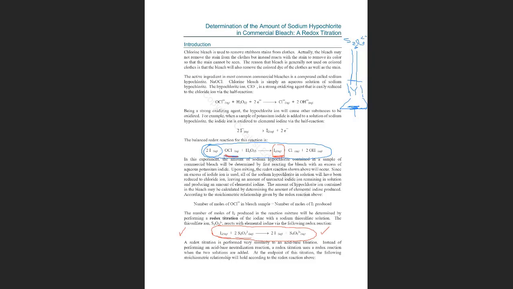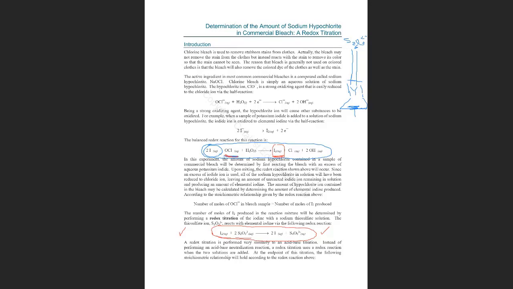So the end point is found by adding starch to the solution because the starch forms a dark blue color with elemental iodine. So the end point is when the blue color of the iodine-starch complex disappears. We stop then the addition from the burette and record the volume used. And then we will do the calculations. We will go over that when we look at the report.